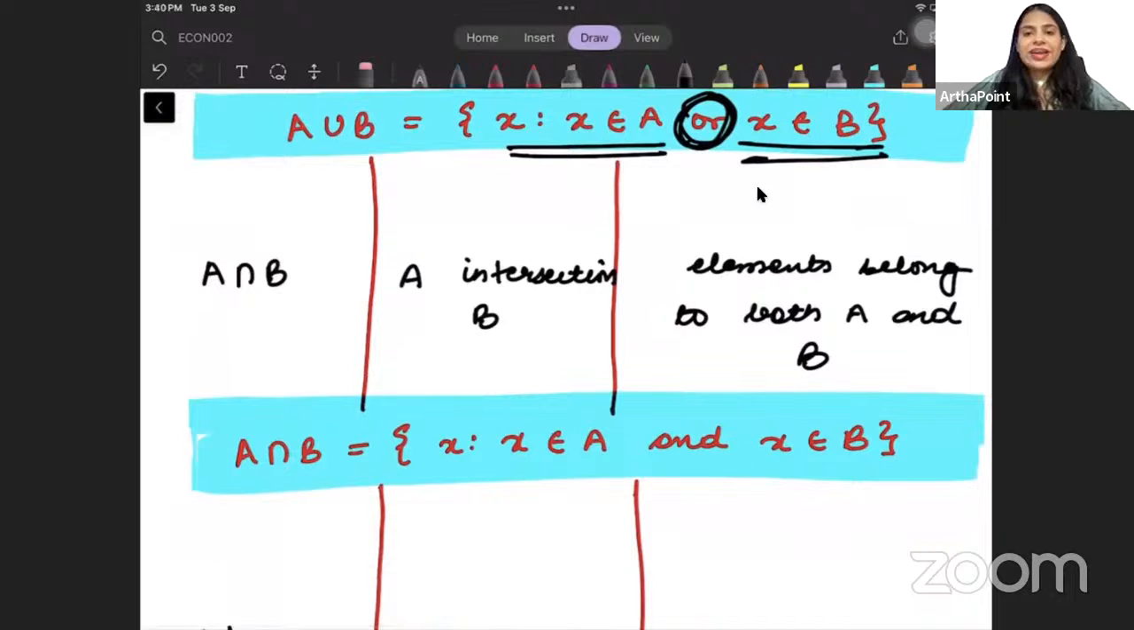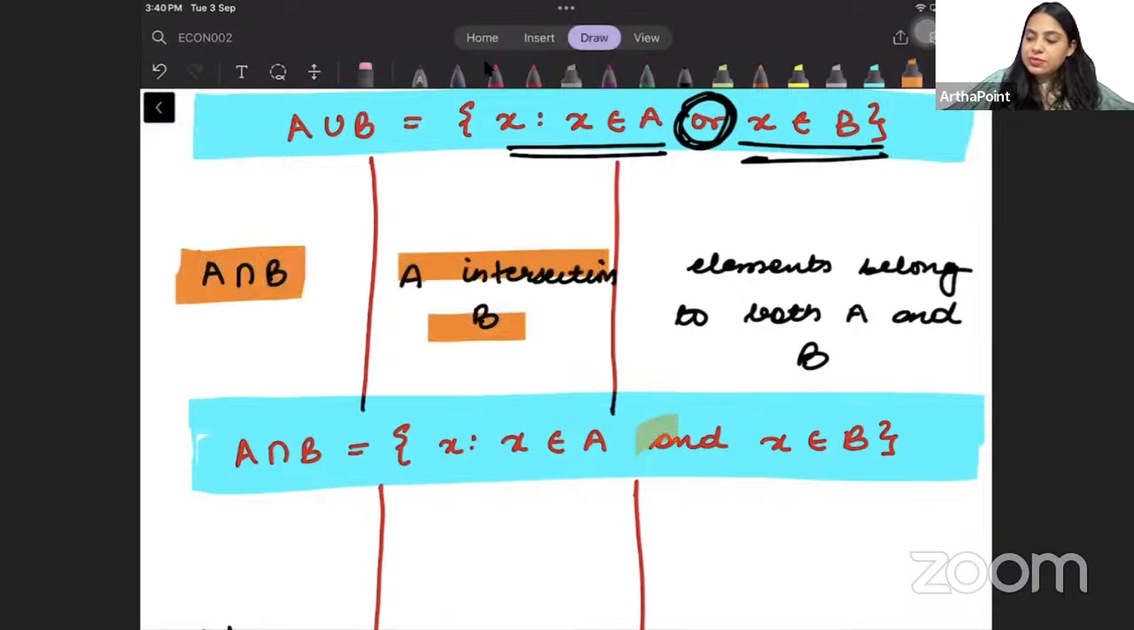Now let's talk about A intersection B. So A intersection B means A and B. So those elements which belong to both the sets, जो दोनों ही सेट को belong करें, that will be A intersection B. They should belong to both the sets.